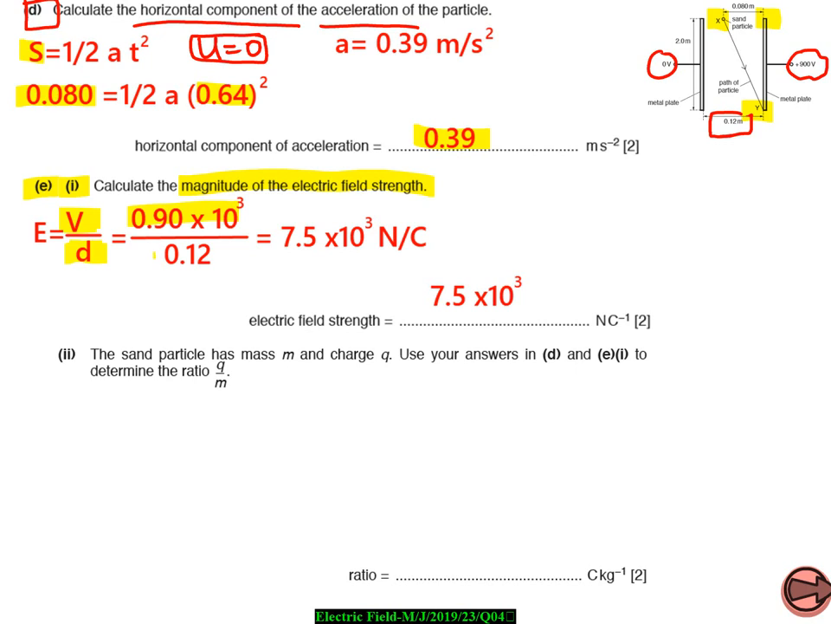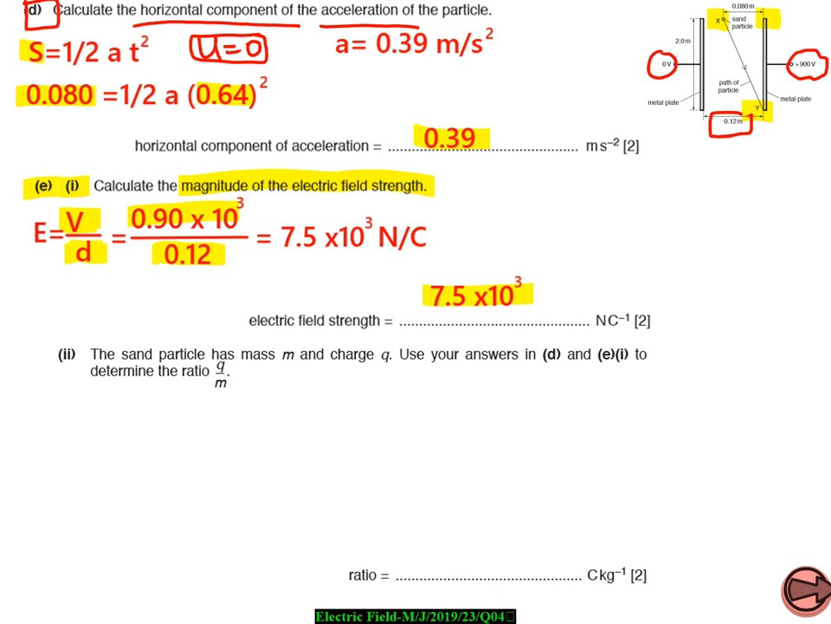It is given to us that the sand particle has mass m and charge q, and the question is asking us to use your answers in D and E1. So you can see this is part D, we have found the answer, and this is part E. We have to determine the ratio q over m. But we have to keep an eye on part D and E1.